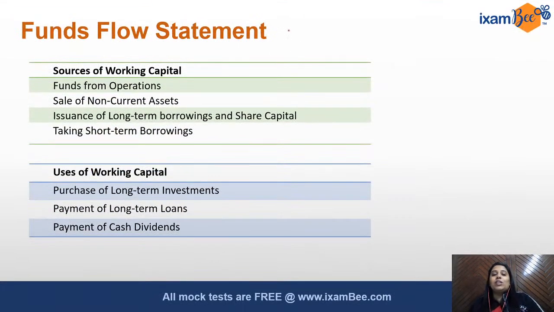Right? So with this, our funds flow statement format is ready. Sources of working capital takes into account 4 things. Uses of working capital takes into account 3 things. If you deduct uses of working capital from the sources of working capital, you will get the net changes in the working capital.